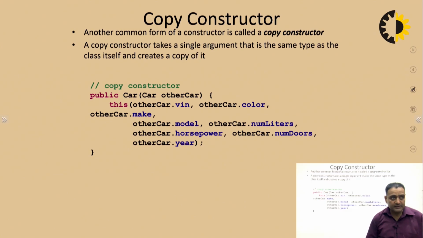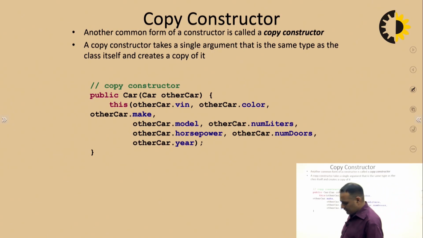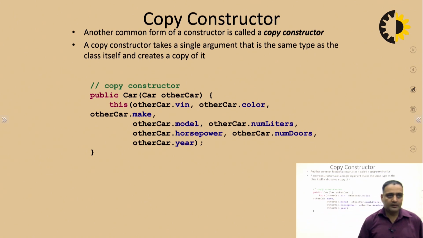Next content is the copy constructor. Another common form of constructor is called a copy constructor. A copy constructor takes a single argument that is the same type as the class itself and creates a copy of it. In this situation, copy constructor means you are creating the object, and in this scenario, we assign the data to the particular object through the constructor. But here we are using the term copy constructor.